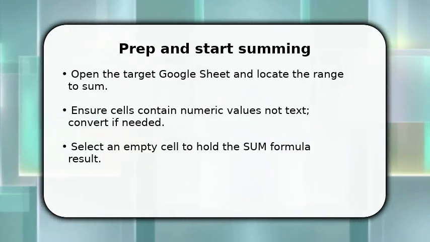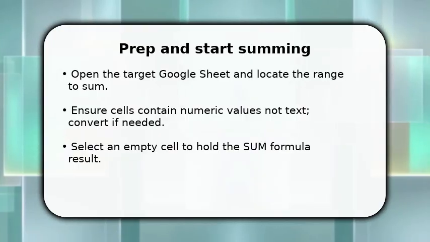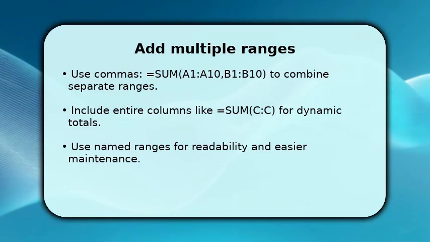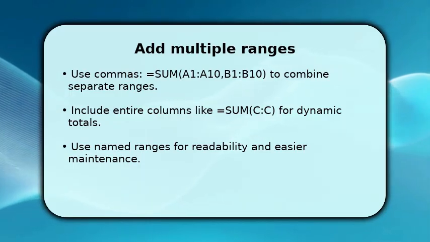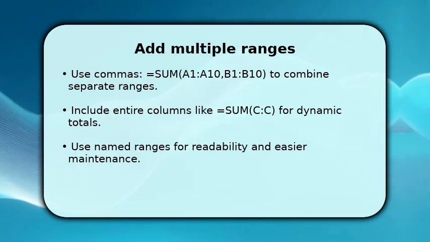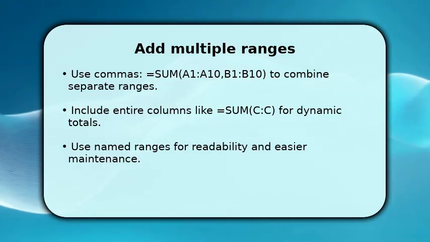Now expand the formula to cover any additional ranges. You can type commas inside SUM to include multiple ranges, for example equals SUM(A1:A10, B1:B10). Once typed, press Enter to compute a combined total immediately. If you expect new rows, consider summing whole columns such as equals SUM(C:C) so new entries are included.